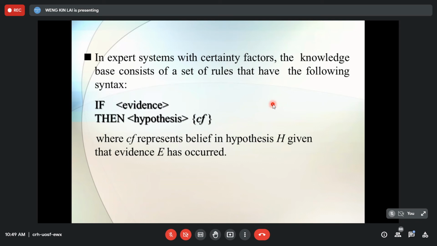So in this case it will be your doctors, and this consists of a set of rules. So the knowledge base will consist of a set of rules that have the following structure. Again, nothing strange. It's the same as before, except that now there's something here at the side, which is your CF, or certainty factor value, where this CF represents the belief in the hypothesis H, given that evidence E has occurred.